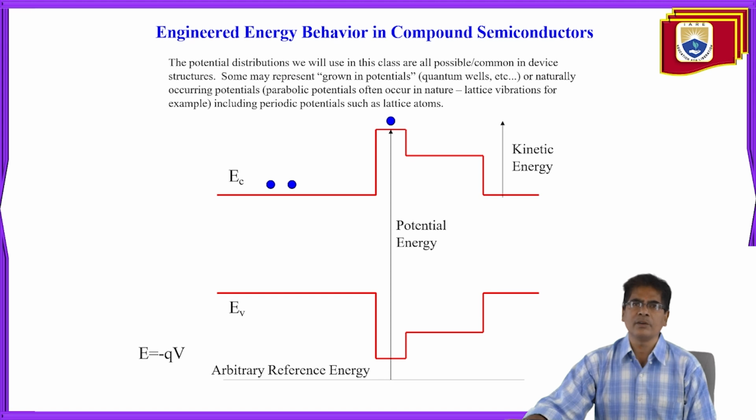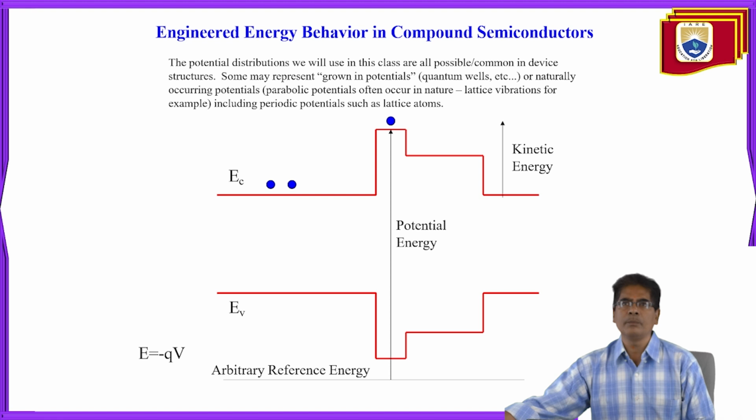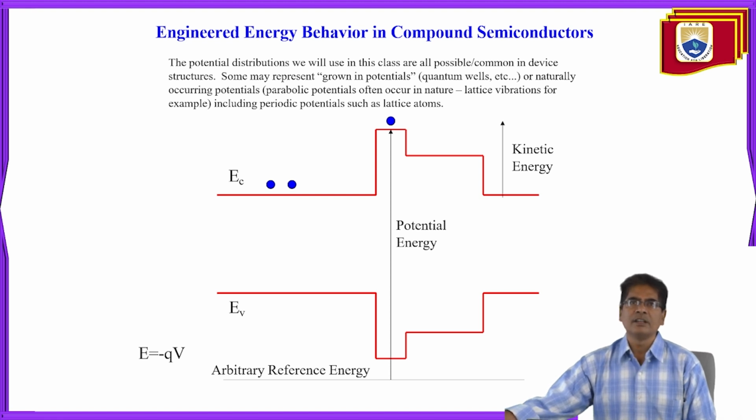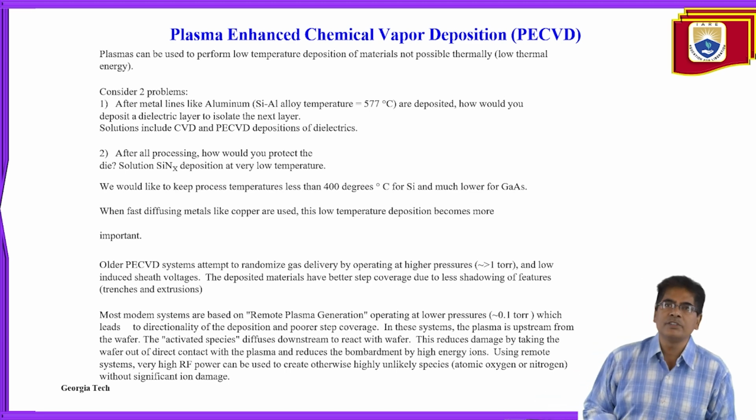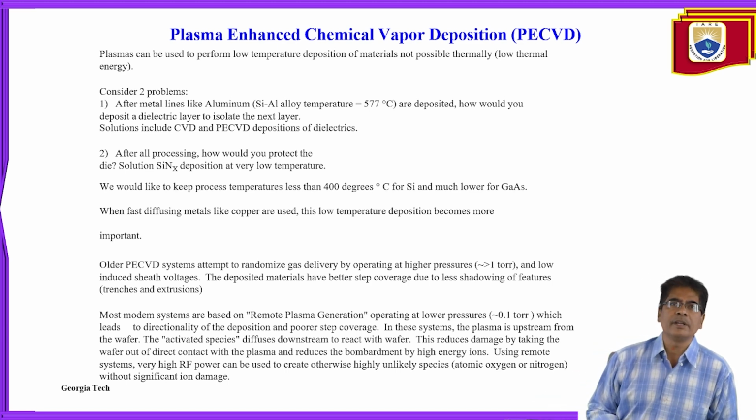We have the valence band, we have the conduction band. So the potential contributions we will use in this class are all possible or common in device structures. Some may represent grown-in potentials or naturally occurring potentials, for example lattice vibrations or thermal vibrations, including periodic potentials such as lattice ions. So this is what plasma enhanced chemical vapor deposition techniques, right? So these are some of the deposition techniques where we need to understand how to fabricate thin films.